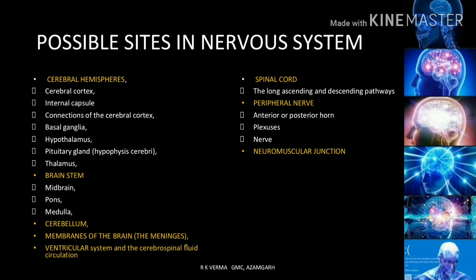Membranes of the brain, that is the meninges, are also involved, for example, in meningitis. Ventricular system and the cerebrospinal fluid circulation, for example, in hydrocephalus. Spinal cord is often the site of the lesion. The long ascending and descending pathways are involved, for example, in Pott's spine or transverse myelitis. In peripheral nerve, the site can be in the anterior or posterior horn, plexus, or the nerve itself, and finally, the neuromuscular junction.